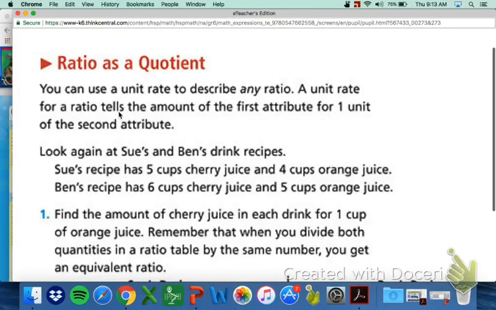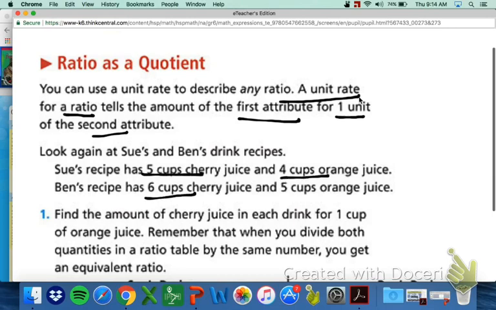Okay, the big idea for today is we're going to use ratios and describe them in a different way. A unit rate for a ratio can tell you how much you have of the first thing for 1 unit of the second part. So when we were looking at Sue's and Ben's drink recipes yesterday, Sue has 5 cups to 4 cups.